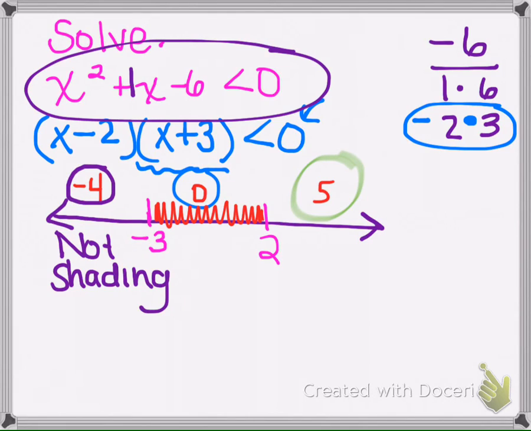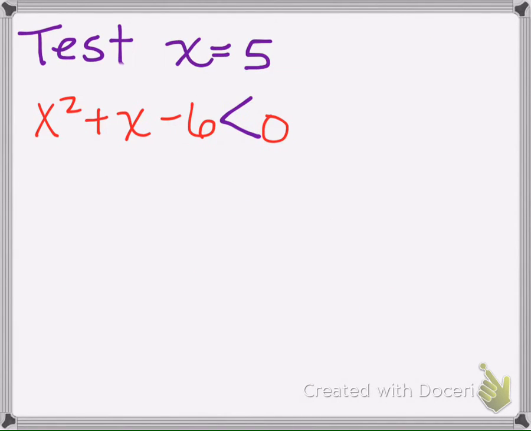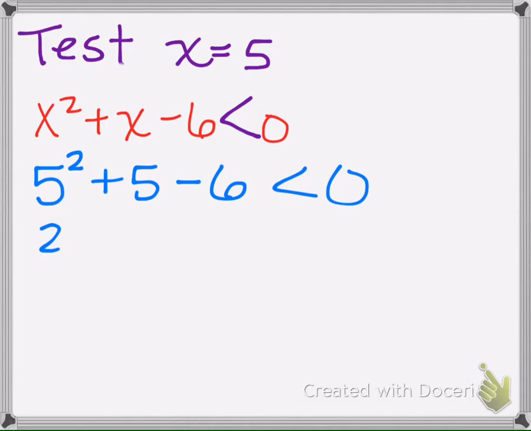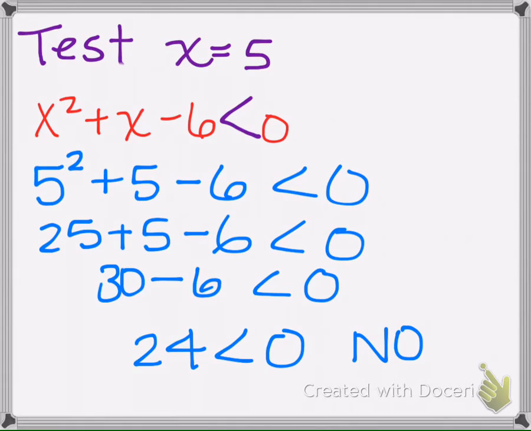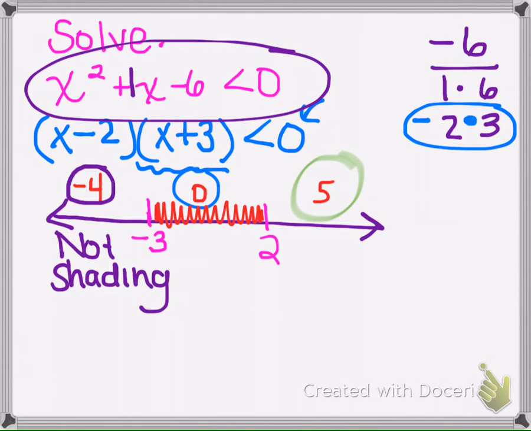Let's go ahead and check 5. So we have 25 plus 5 is 30. 30 minus 6 is 24. Is 24 less than 0? No. So that means that we have not shaded.